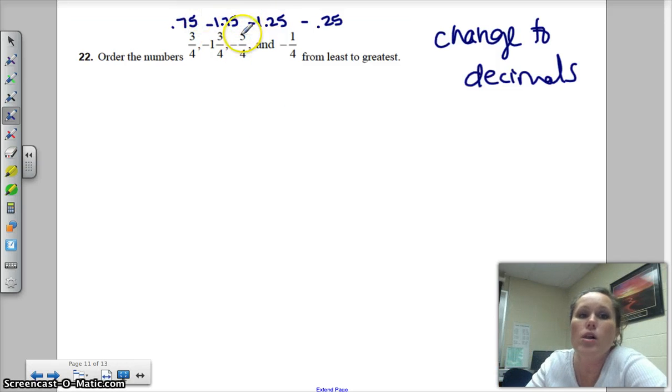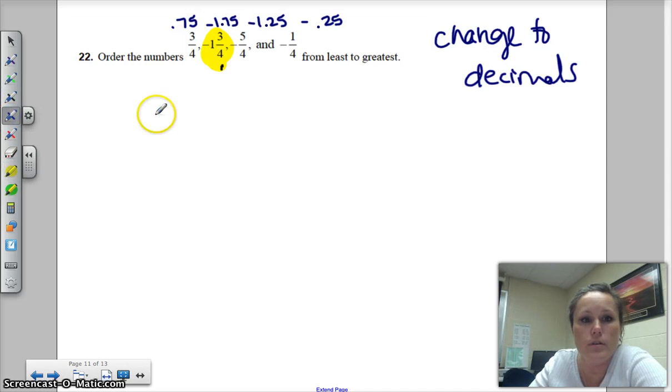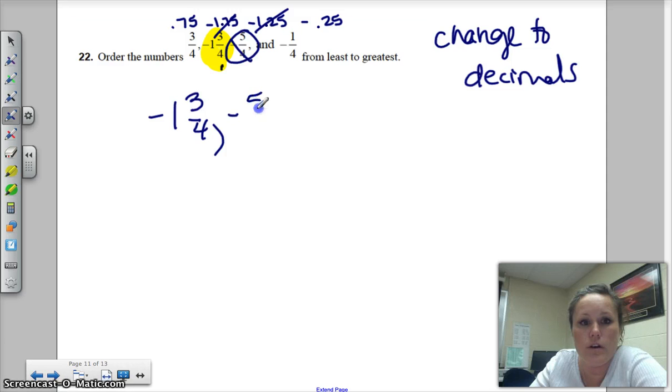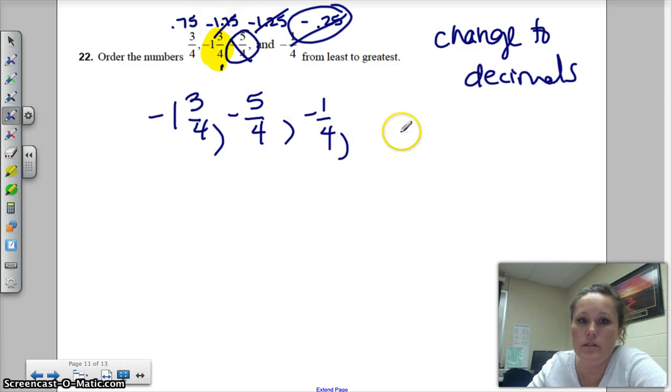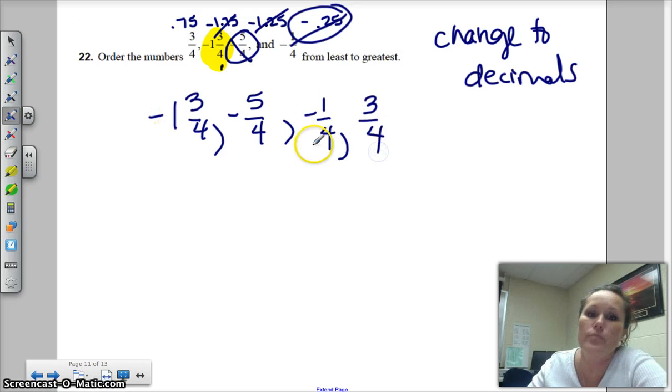Now, hopefully you remember, the larger the numeric number that's negative, the actual smaller it is. So my smallest number is going to be this one, -1 3/4. Next smallest is this one, -5/4. Next smallest is -1/4. And then obviously the biggest one is the only positive number we have. I have to write it in original form, so that would be 3/4.